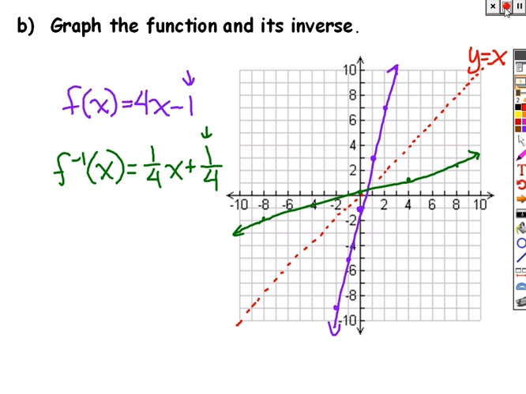And one additional note, if you solved this system and found the point that these had in common, they'd actually cross at 1/3, 1/3, which, yep, that's on the line y equals x, so that would be the point that's not moving if you reflected it.